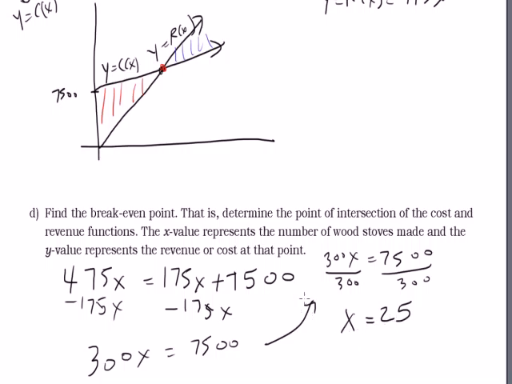All right, my y value. This was the break-even point, where the revenue and the cost were the same, which tells me I can plug this x into either the revenue function or the cost function. Let's do the revenue function. R of 25, plugging in x equals 25, should be 475 times 25. Working this out separately, I see that this should be $11,875.